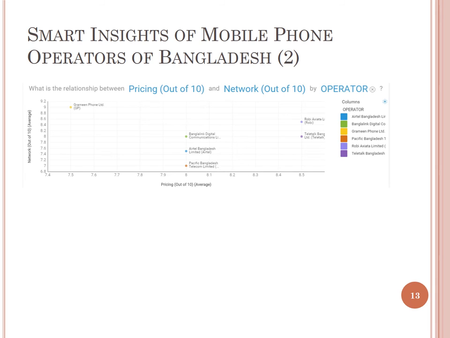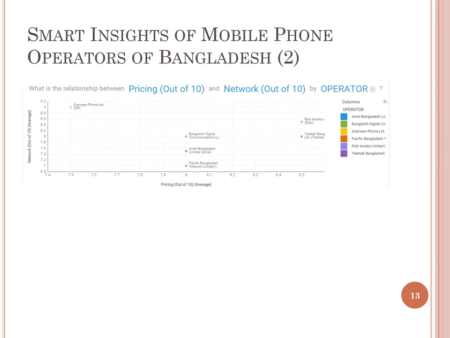This figure shows the relation between pricing and network by operator. We can see that Grameenphone has the highest point in case of network, but it has the lowest point in case of pricing, whereas Robi has second highest in network with 8.5 points and highest point in pricing. Alongside Robi, Teletalk has the highest point in pricing and 8 points in case of network.